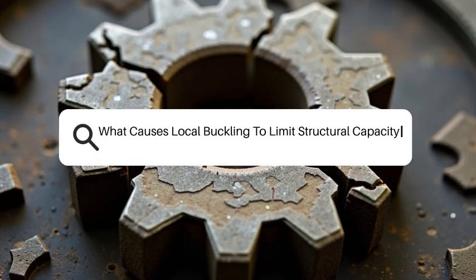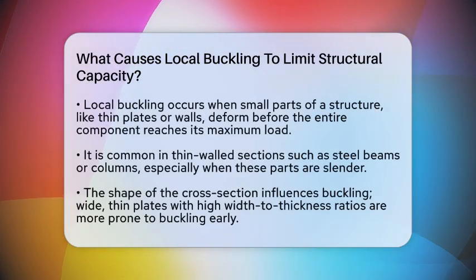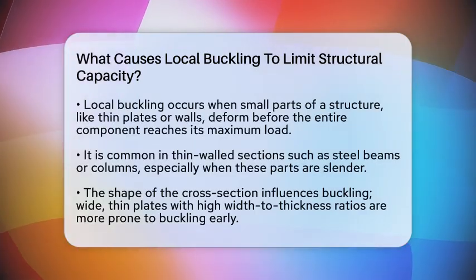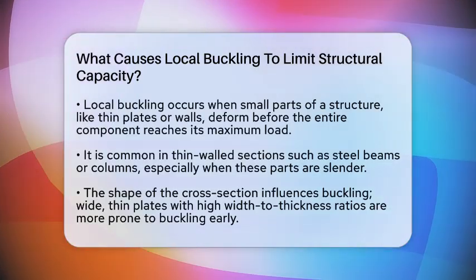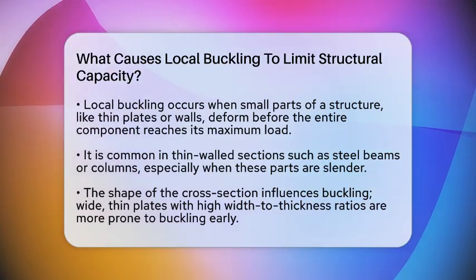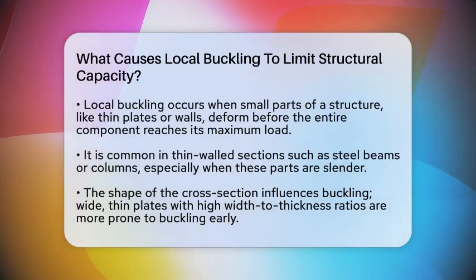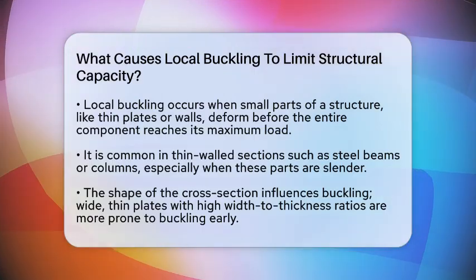What causes local buckling to limit structural capacity? Imagine a tall, slender tower or a thin metal beam. You might think it can hold a lot, but sometimes it fails sooner than expected. That's often because of a process called local buckling. When parts of a structure buckle or deform under pressure, it can stop the whole thing from holding weight. This is what limits how strong a structure can be.